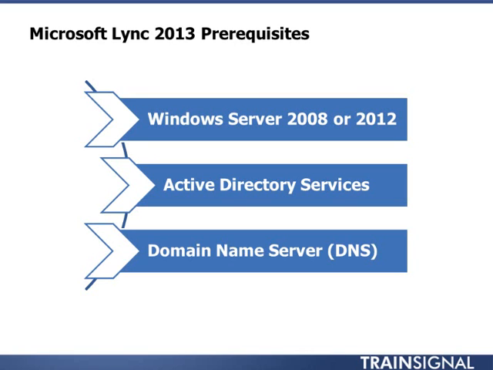Another important prerequisite is DNS, the domain name server. Microsoft Lync Server requires DNS both internally and externally for resolution. The Microsoft Lync Server can be used for instant messaging and presence, audio and video conferencing, and also for voice over IP. In all those cases, we have to have our name resolution set up properly inside of the organization and also out on the internet.